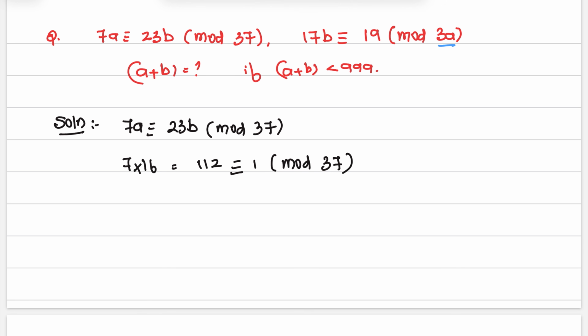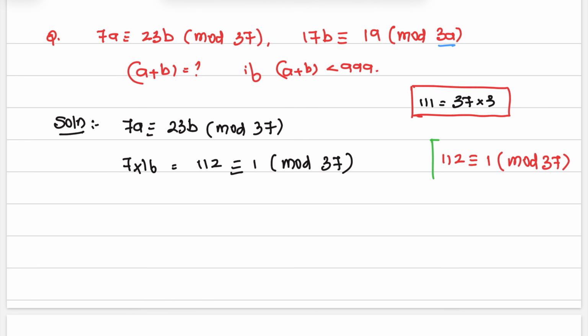Because when you multiply 7 with 16, we will get 112. When you take out 1 from it, it will be 111, and we are doing modulo 37, hence we have to check for 37. 111 is equal to 37 into 3. Hence, 112 is congruent to 1 mod 37.